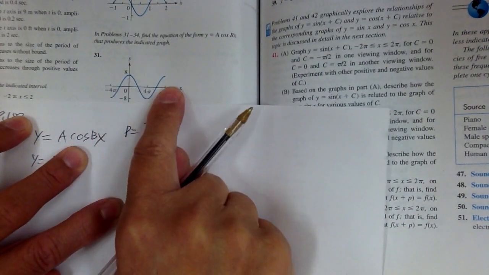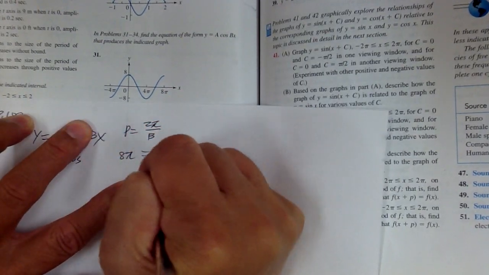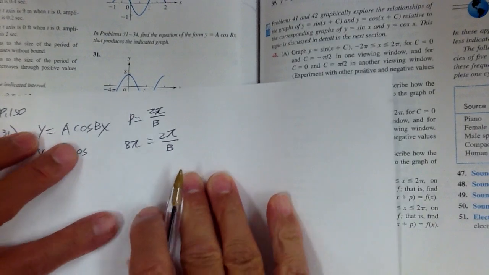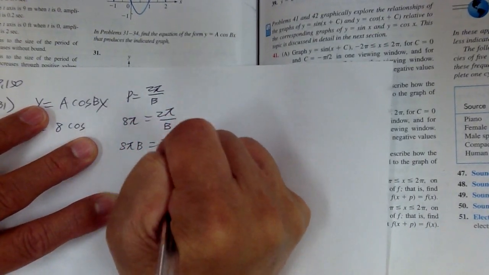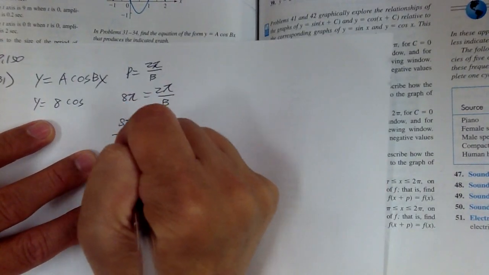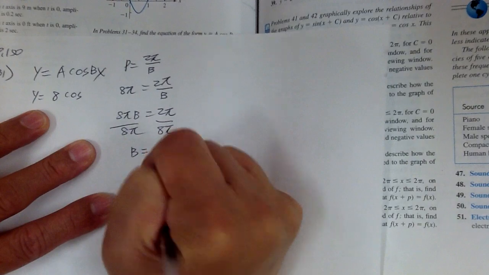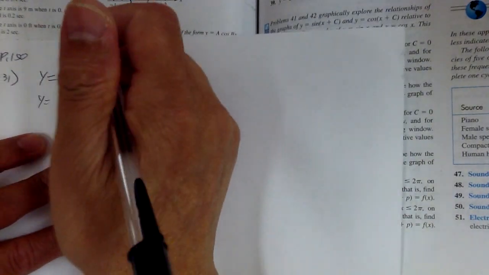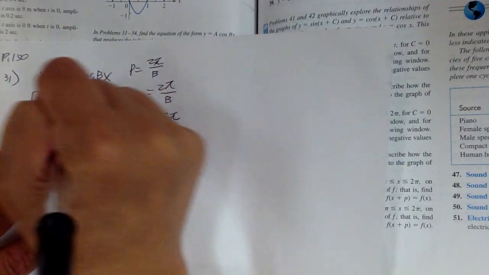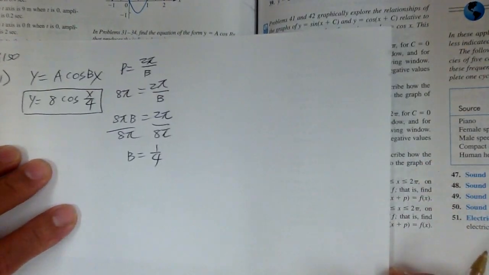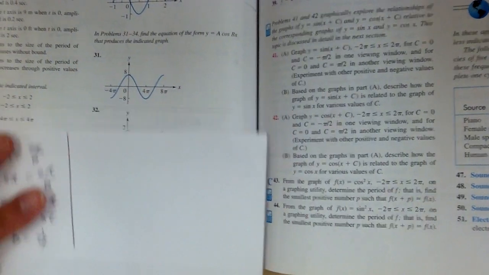And from here to here, the period is equal to 8 pi, so 8 pi equal to 2 pi over b. Cross multiply, divide by 8 pi, so b equal to 1 over 4. So you put it over here, so you got x over 4. If you put 1/4 x, that's fine too. Okay, so that's number 31. Now let's go to number 32.